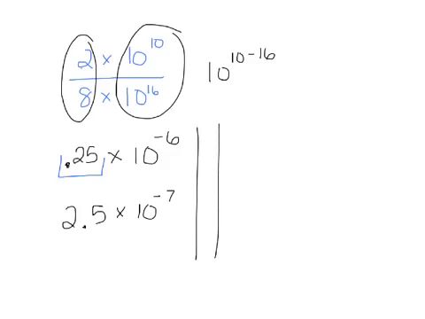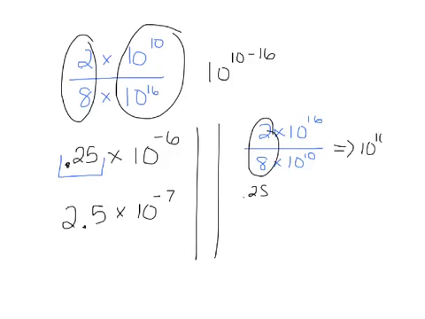Now just to be careful of something, if I was to change this around and make it 2 times 10 to the 16th power over 8 times 10 to the 10th power, I'm still going to do the 0.25 for the 2 over 8, but the 10s become 10 to the 16th minus 10, so in other words times 10 to the 6th power. 16 minus 10 is going to be 6.